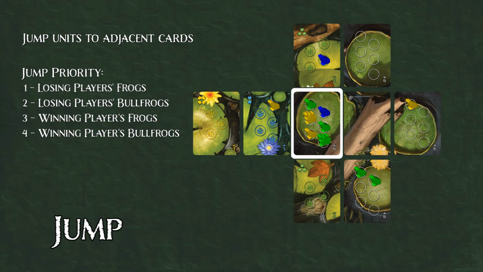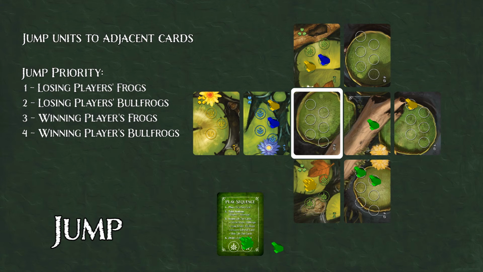Back to our example, I'm the active player, so following the jumping priority, I choose to jump the yellow player's frog here, and the blue player's frog here. Next, I have to jump the yellow bullfrog, so I jump him to this card. I can now jump one of my frogs to the last adjacent card. My remaining frog is returned to me, and I place the remaining bullfrog on my player aid card to indicate that it is now out of the game.